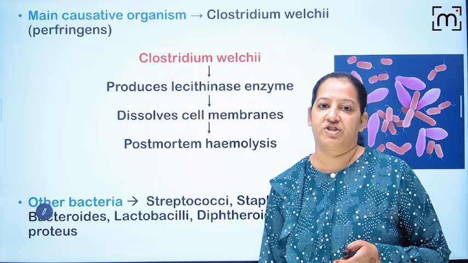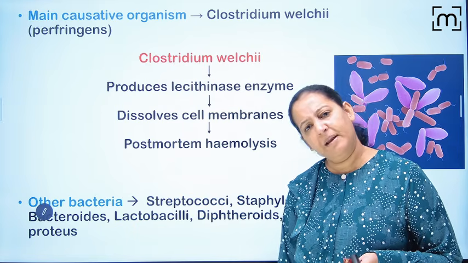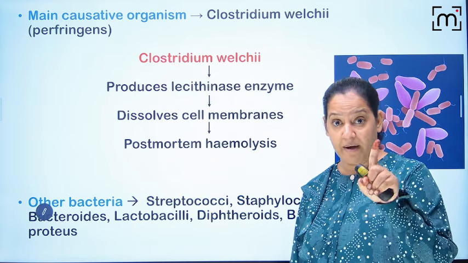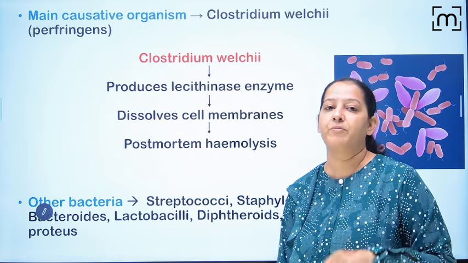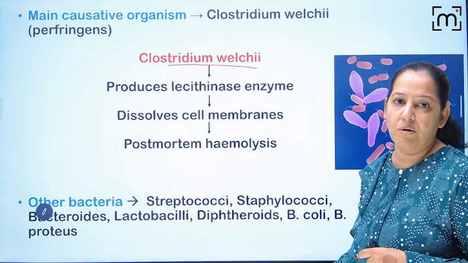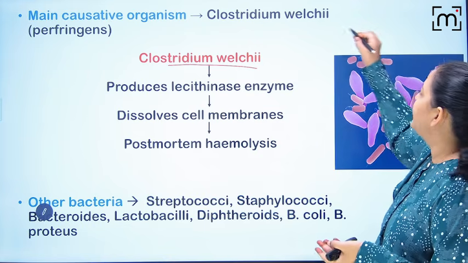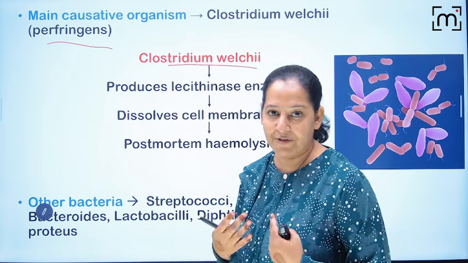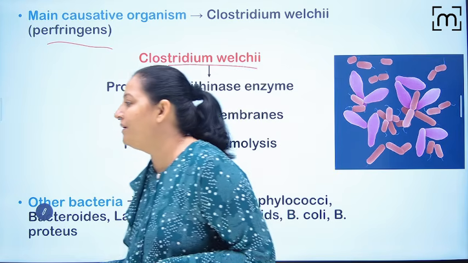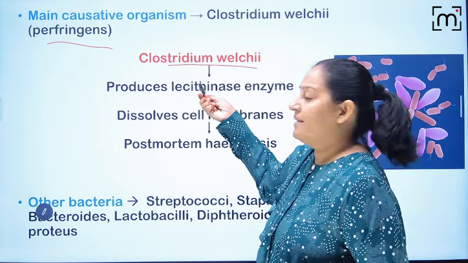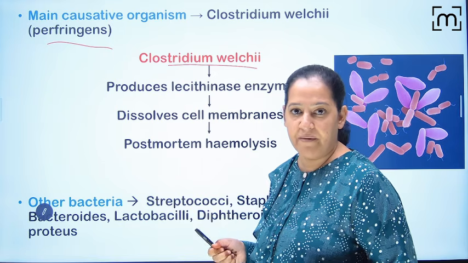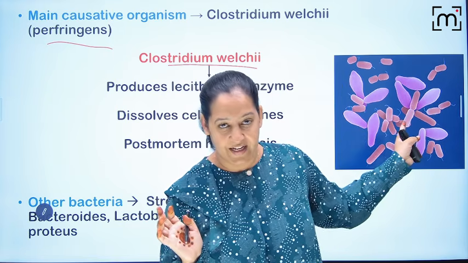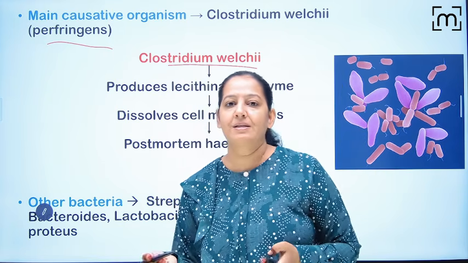Which is the main bacteria? Learn one bacteria, the most common cause of putrefaction: Clostridium welchii, also known as Clostridium perfringens. Welchii and perfringens are one and the same. If you have studied microbiology from me, you may know this. This is the most important bacteria, the main bacteria which causes putrefaction.